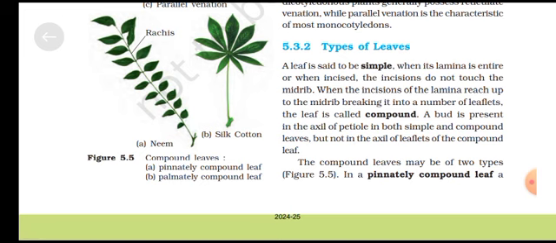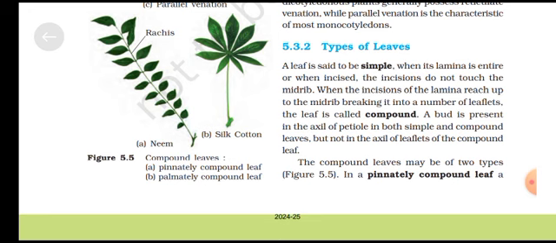Types of leaves. A leaf is said to be simple when its lamina is entire or when incised, but the incisions do not touch the midrib. When the incisions of the lamina reach up to the midrib, breaking it into a number of leaflets, the leaf is called compound. A bud is present in the axil of the petiole in both simple and compound leaves, but not in the axil of the leaflet of the compound leaf.